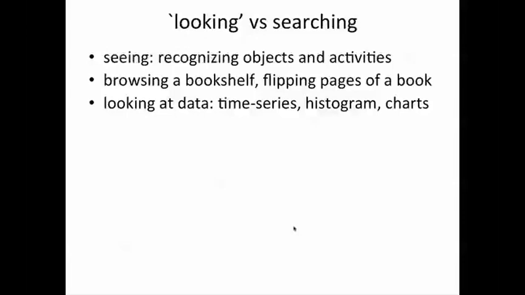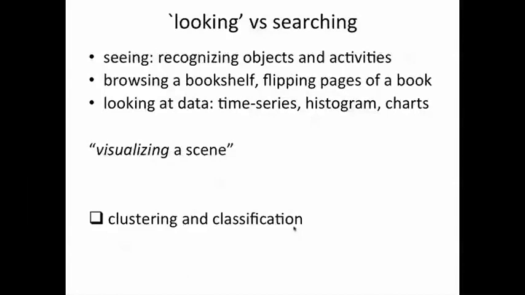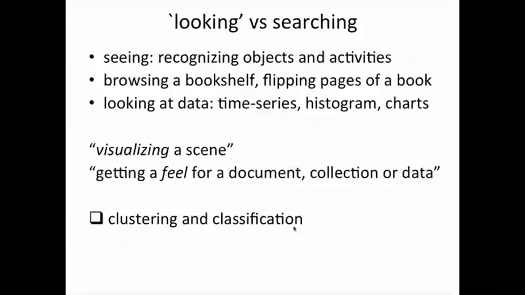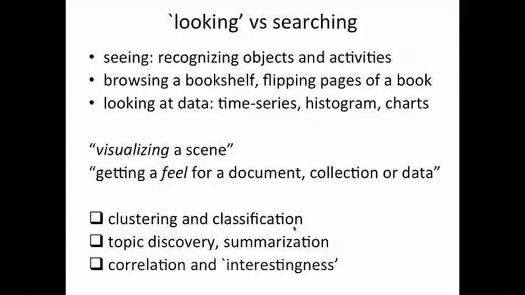In the first case, while seeing, we are visualizing a scene. Computationally, this involves techniques such as clustering and classification. In the second and third examples, we're trying to get a feel for a document, a collection of documents, or some data, which requires techniques such as automatically summarizing documents, discovering the topics in documents, and discovering interesting correlations in data without direct intervention.